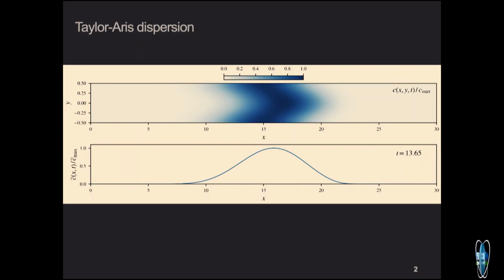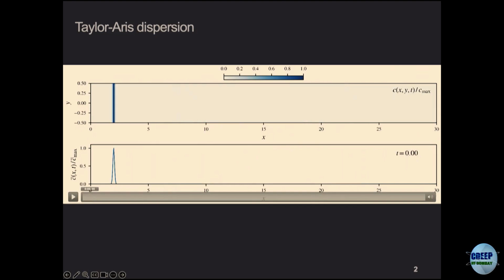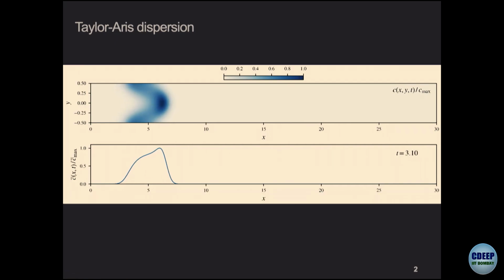Right? So obviously, if you look at the movie, the bulk of the spreading is clearly happening because of the advection. Especially at early times, you see the entire width is being dominated by the fact that the pulse is getting distorted out.